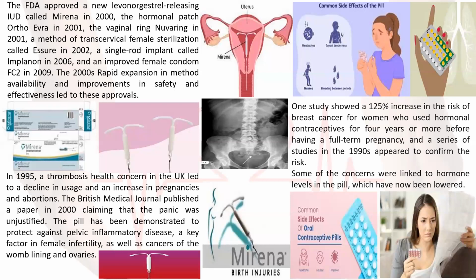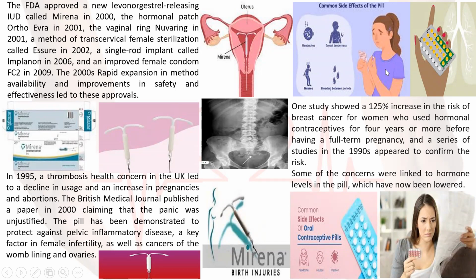When it comes to the fourth person, it is a continuation of explanations, again FDA approved so and so. I'm giving an explanation of what this is and what is related to that, with some images of how it looked. Thrombosis health concerns in the UK led to a decline in pill use and an increase in pregnancy. So these are all birth control devices. I've given some explanation here. The FDA approved the levonorgestrel IUD, called an intrauterine device. This is that IUD device, and I added the image where it is being inserted.